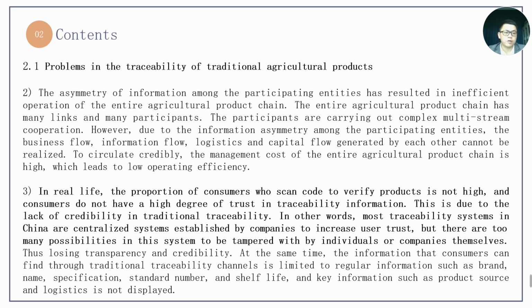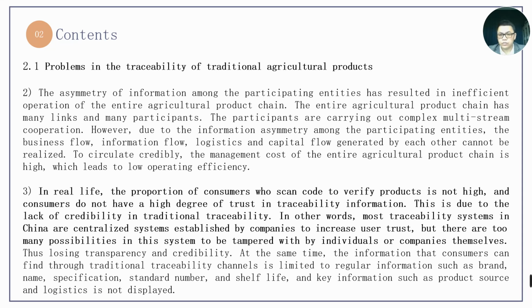The asymmetry of information among the participating entities has hindered the efficient operation of the entire agricultural product chain. The entire agricultural product chain has many links and many participants. The participants are carrying out complex multi-stream cooperation. However, due to the information asymmetry among participating entities, the business flow, information flow, logistics, and capital flow generated by each other cannot be realized.